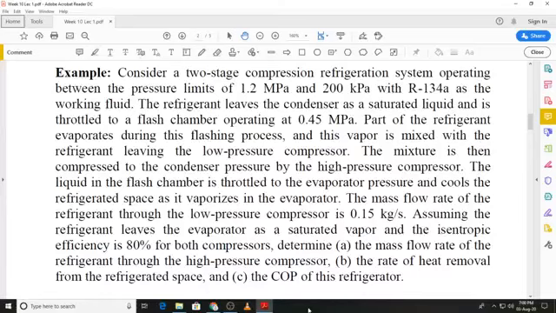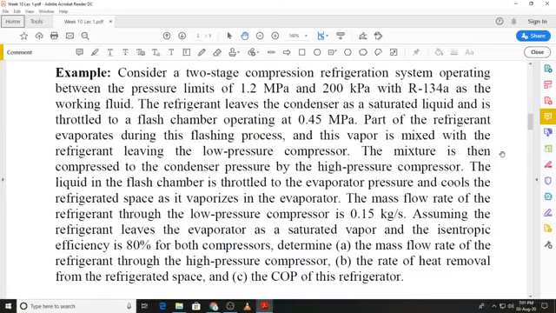Now if you read the next sentence after the 0.45 megapascal value, it tells us that part of the refrigerant evaporates during this flashing process, and this vapor is mixed with the refrigerant leaving the low pressure compressor. The mixture is then compressed to the condenser pressure by the high stage compressor.